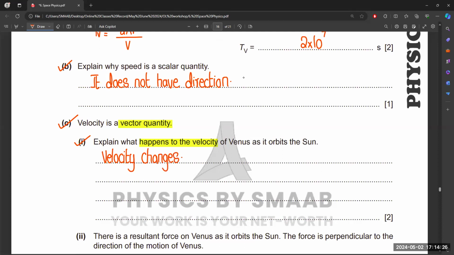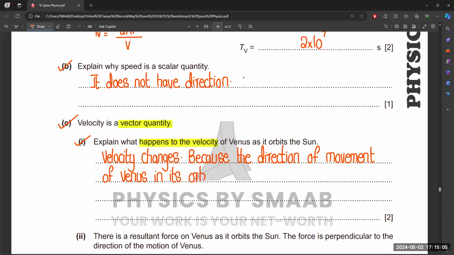So basically the velocity changes, and the direction of Venus changes. The reason is very simple: the direction of movement of Venus in its orbit is changing constantly.